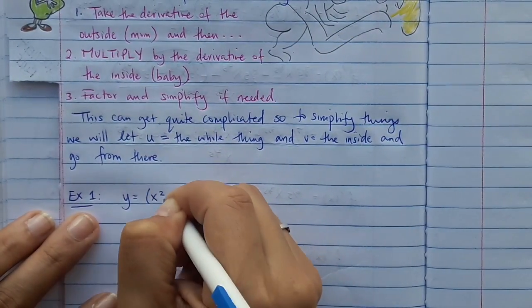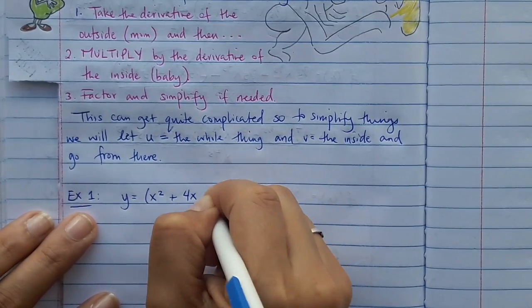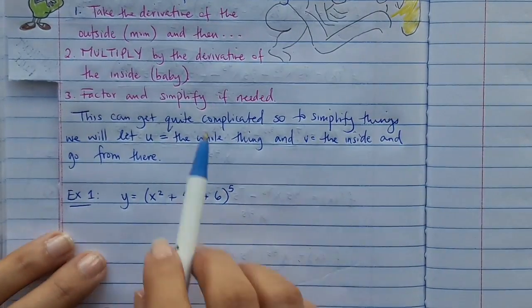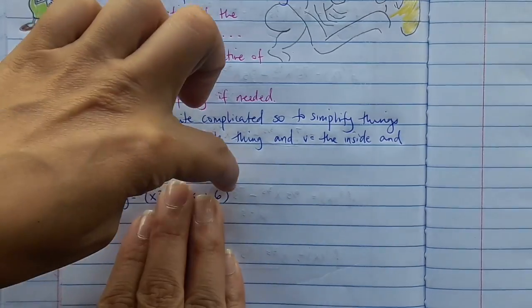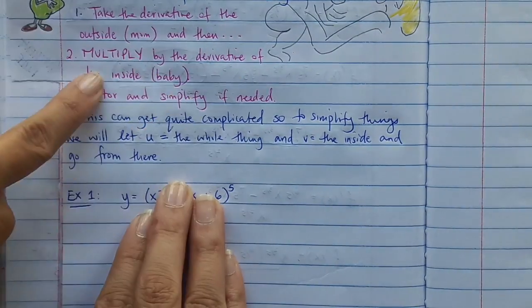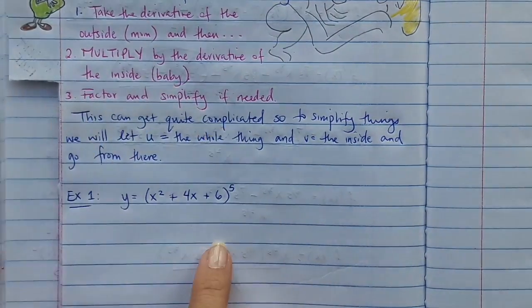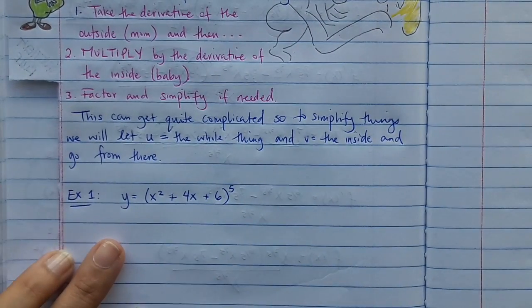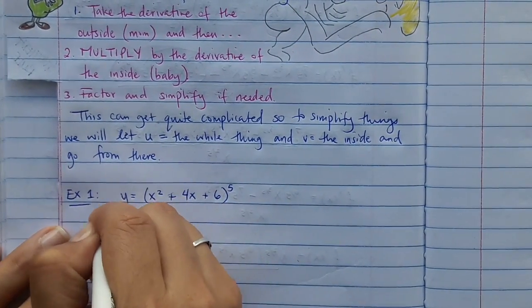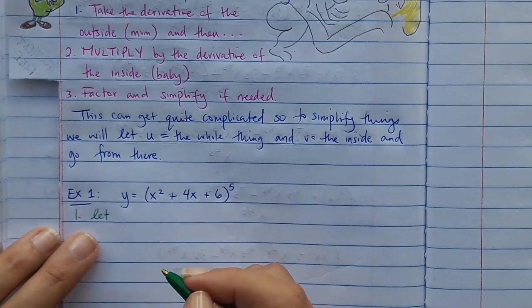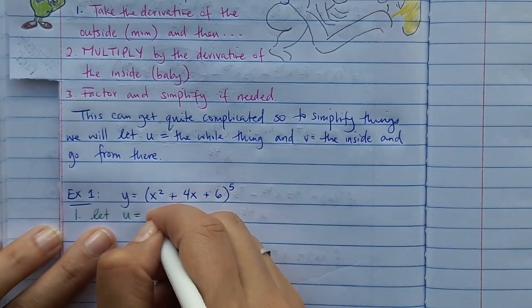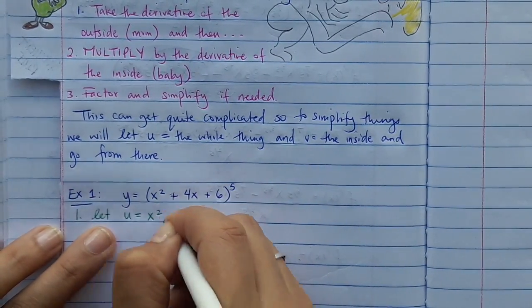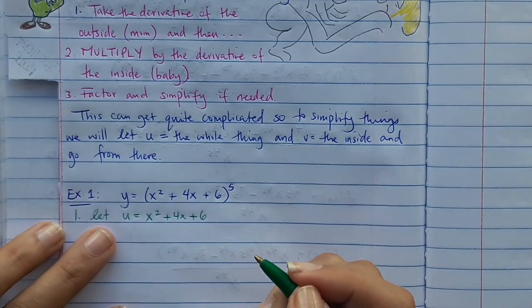Alright, example 1. So there are two ways we can do it. Either you take care of the mom, which would be 5 to the 4th times the derivative on the inside, which is 2x plus 4. But I'm going to show you the other way because that also comes in useful when it's confusing. So number one, let u equal whatever the whole thing is, so x squared plus 4x plus 6.